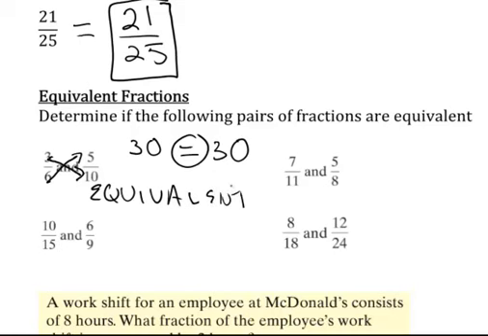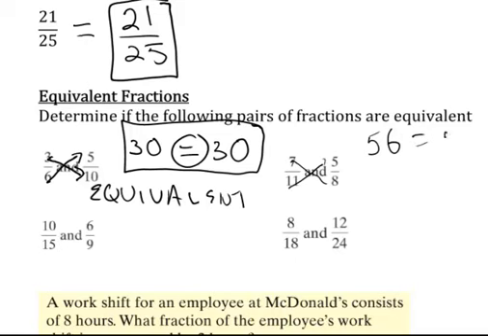So I want you to notice I'm not writing a fraction anymore. I'm writing out my two numbers, and if they happen to be equal, they're equivalent. Now I'm going to try the next problem over here. So 7 times 8, I know that's 56. And 11 times 5 is 55. Now those two numbers are not equal. So these fractions here are not equivalent.